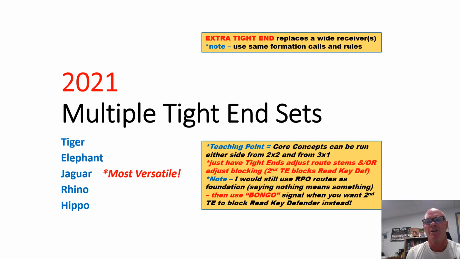Key teaching point, we're still going to use our core formation calls and our RPO concepts out of the 2x2 or 3x1 sets, which we'll show here. You just have your tight ends, now the extra tight end, adjust the stem of their route with the RPO concept you're running. A second thing you can do is use a bongo signal or tag, which will then tell that extra tight end to go block the read key defender instead. Let's take a look.